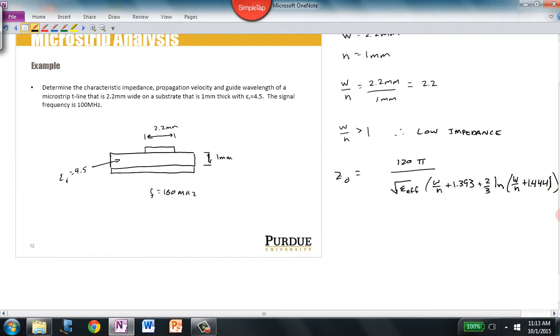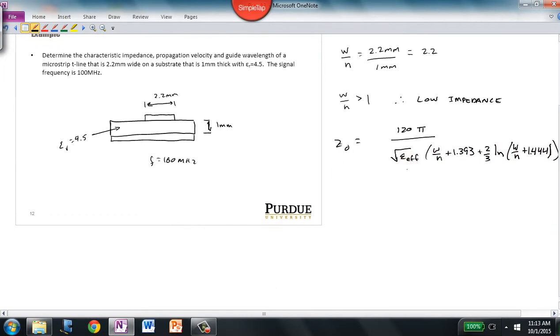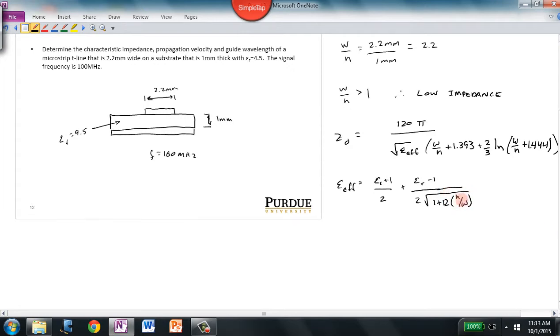We need to calculate the effective electric permittivity here, so the formula for that is the permittivity of the actual substrate plus 1 divided by 2, plus epsilon r minus 1 over 2 times the square root of 1 plus 12 times, in here, this is the H to W ratio. I've seen a lot of people get that mixed up, so be careful that you notice that that's H to W, not W to H.